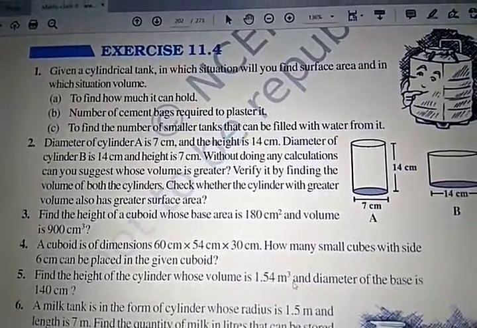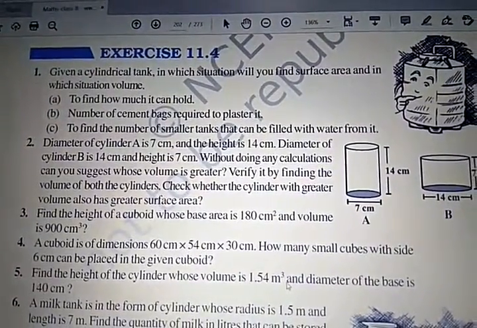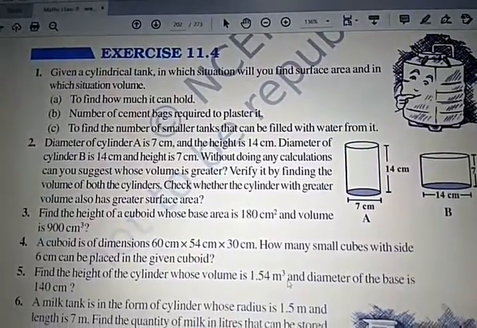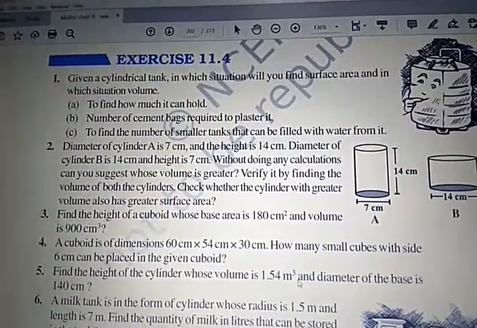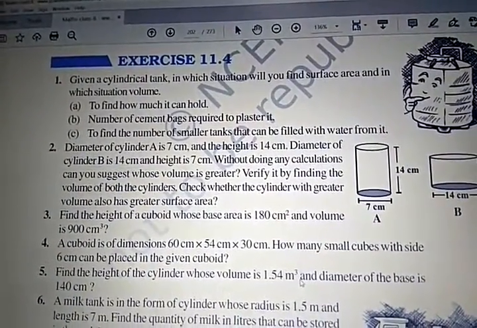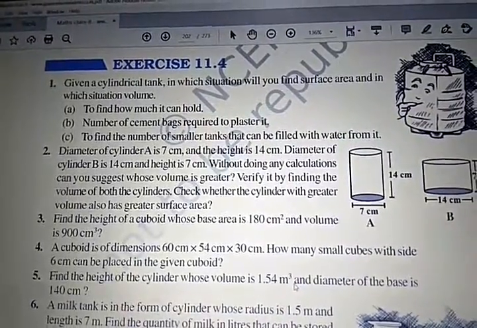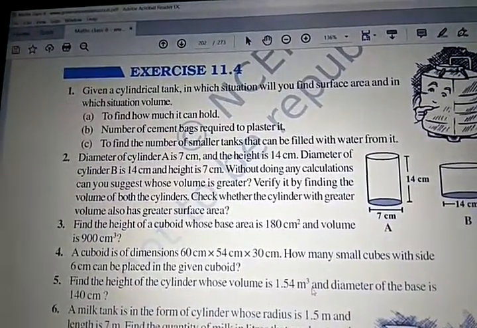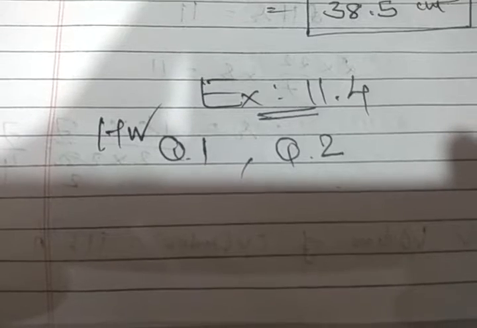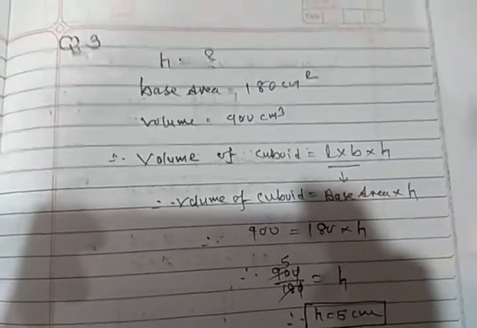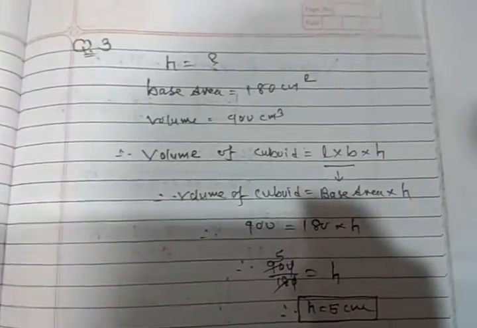Now move to exercise 11.4. This is the last exercise of this chapter. In this, question number 1 and question number 2 you have to do by yourself. Let's see question number 3. So 11.4 exercise question number 1 and 2 is homework for you.